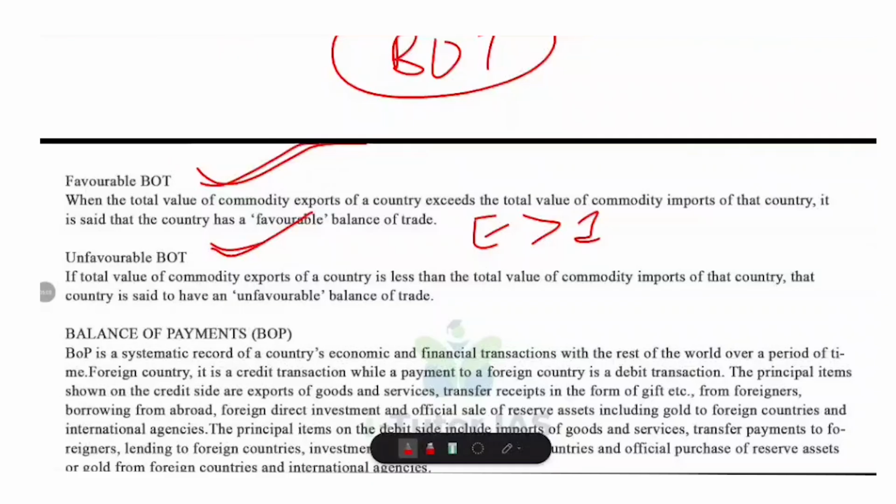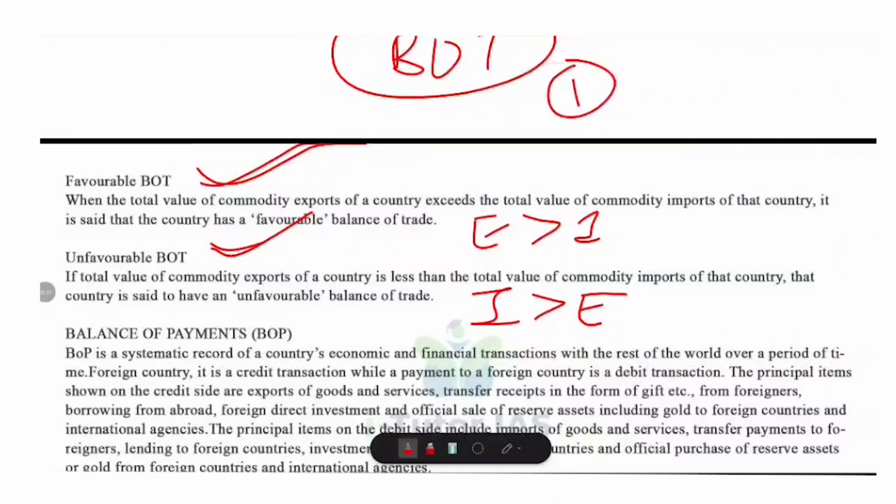And what is meant by unfavorable BOT? It is also called trade deficit. It occurs when import is greater than export, and it indicates the country is spending more on imports than earning from export. Okay, so what is the importance of BOT?